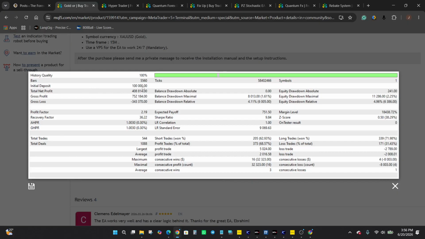In this case, $100,000 deposit, $408,814 net profit, 544 trades taken with 373 being profitable. That gave us a 68.57% win rate, so that's actually good. And then looking at the drawdown, the balance drawdown maximum was 1.61%, but the relative drawdown was 4.11%. It's still okay. And then here we have the equity drawdown maximal at 2.25% and the relative 4.96%.